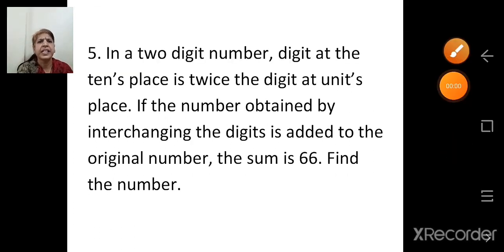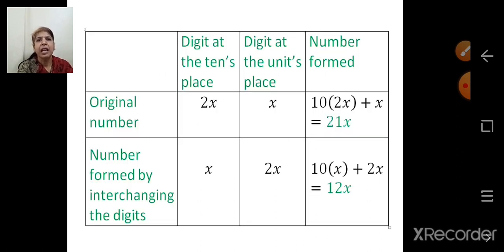Now the next sum is: in a 2-digit number, the digit at the tens place is twice the digit at the units place. If the number obtained by interchanging the digits is added to the original number, the sum is 66. Find the number. So we have seen one example in the beginning, children, of how the number is formed. Okay, so we will start with it, and here first the information is given in the form of a table, in tabular form, so that children, it will be easy for you to write the statement.